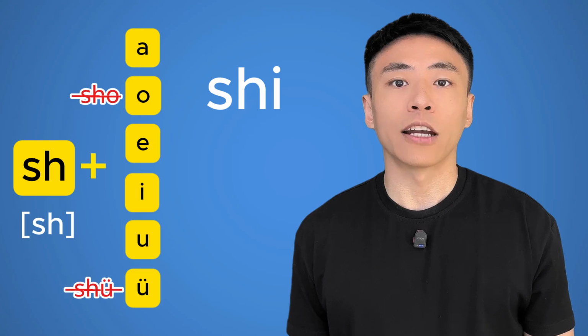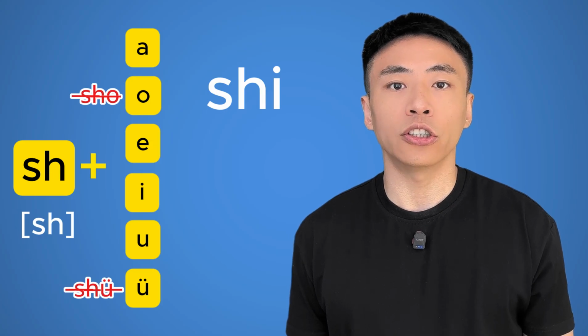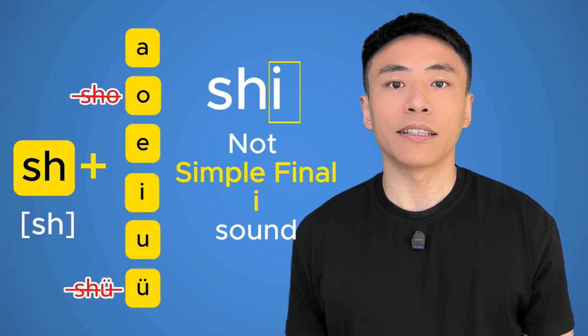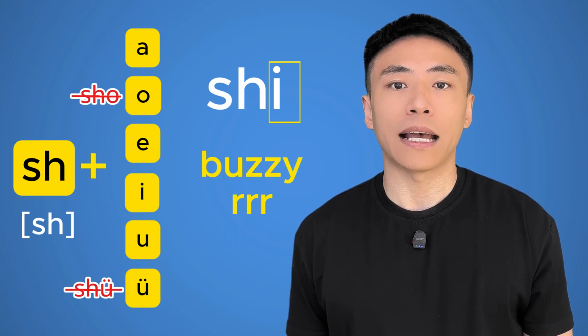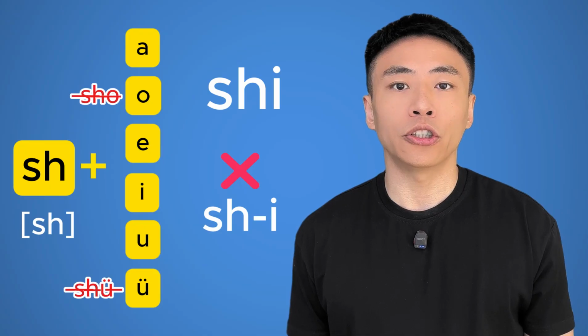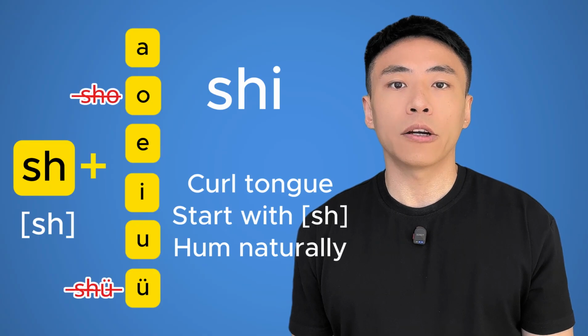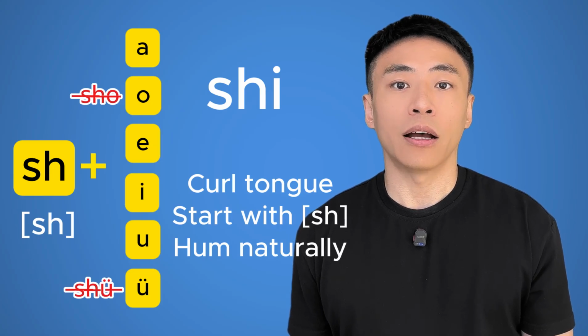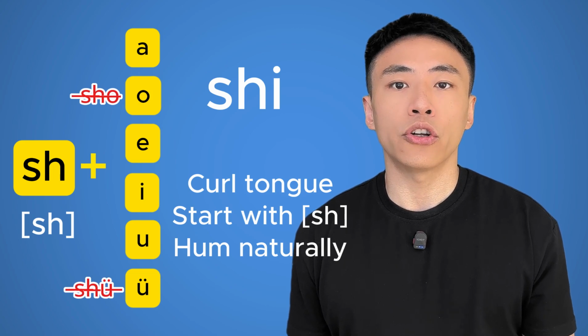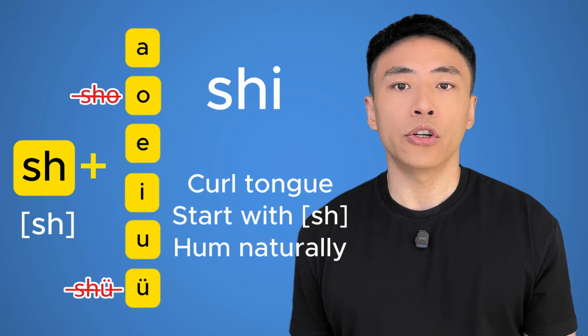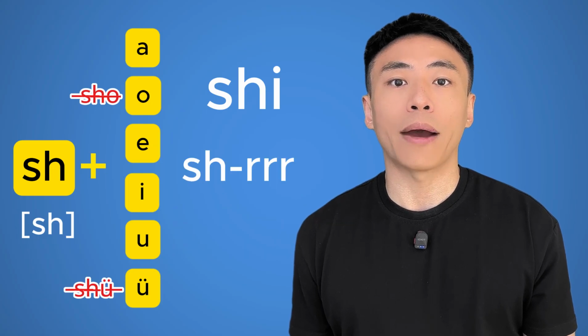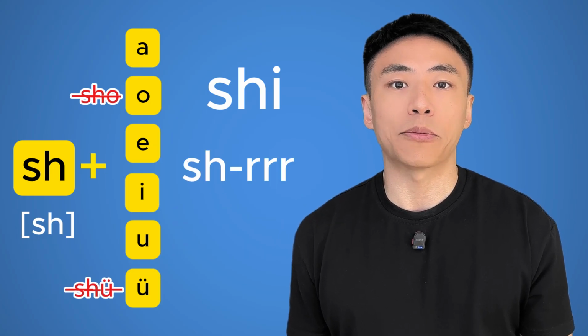Shi. Like zhi and chi, the I here isn't the simple final E sound. It's a buzzy R sound. Don't say shi, she. That's not right. Curl your tongue. Start with sh. Push air out. Relax your tongue and let it hum naturally. Sh. For clarity, I will write it as sh to help you capture the sound.